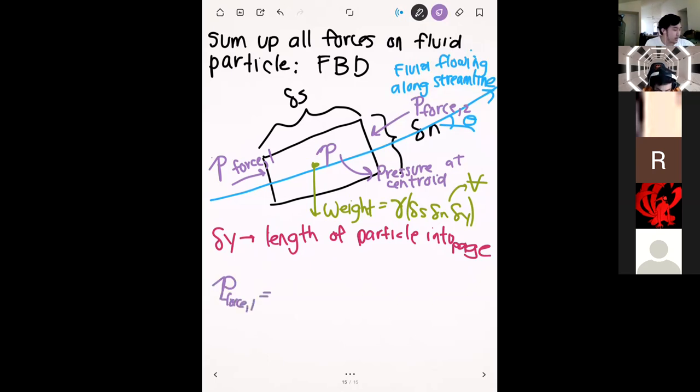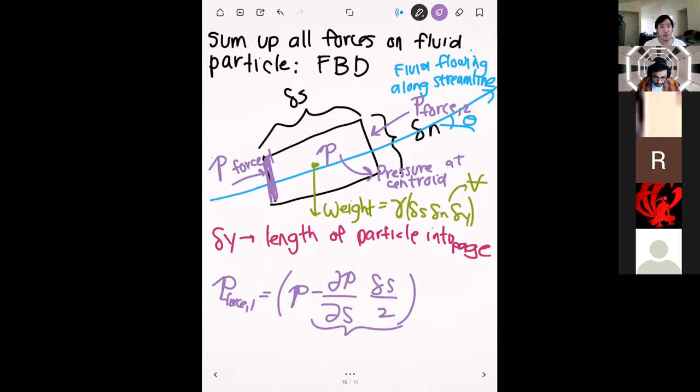We're almost out of time. The last thing I want to describe is to first quantify what the pressure force is going to be. We know from last week that the pressure force is equal to the pressure multiplied by the area. So let's characterize the pressure first. The pressure on this face of the particle right here is going to be P minus dP dS times delta S over 2.